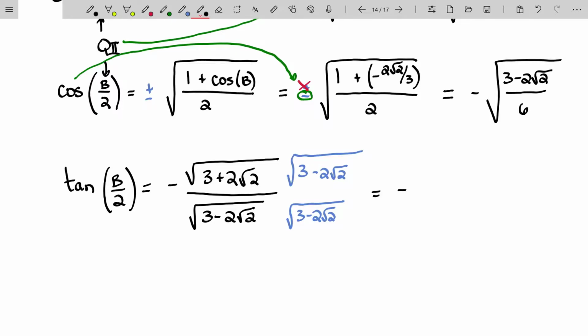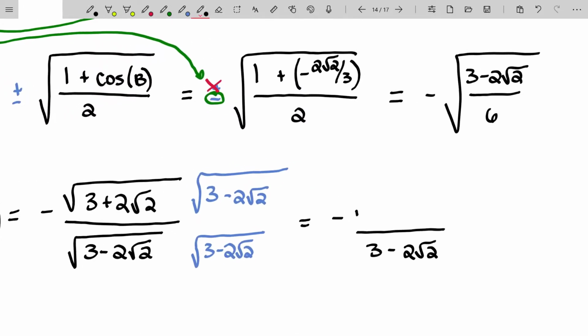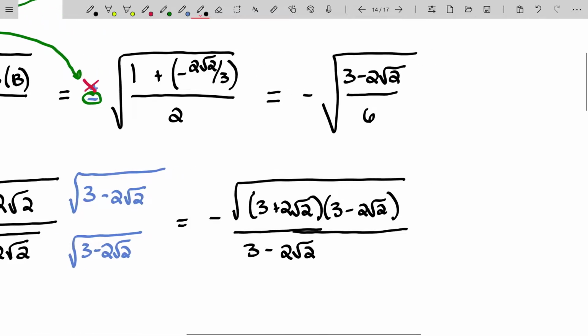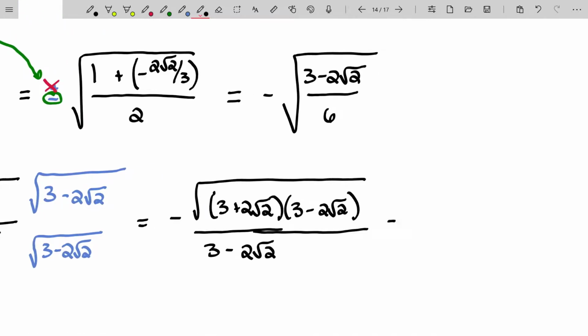It's a negative. The denominator, because you're multiplying by the square root of itself, will become 3 minus 2 root 2. The numerator, you have the square root of 3 plus 2 root 2 times the 3 minus 2 root 2. That's very special right there. So I'm going to finish multiplying that out in a moment. I'm just curious to see what happens. So this is equal to a negative square root of, let's see, that's going to be 9 minus 6 root 2 plus 6 root 2. So those cancel. And then minus 4 times 2.